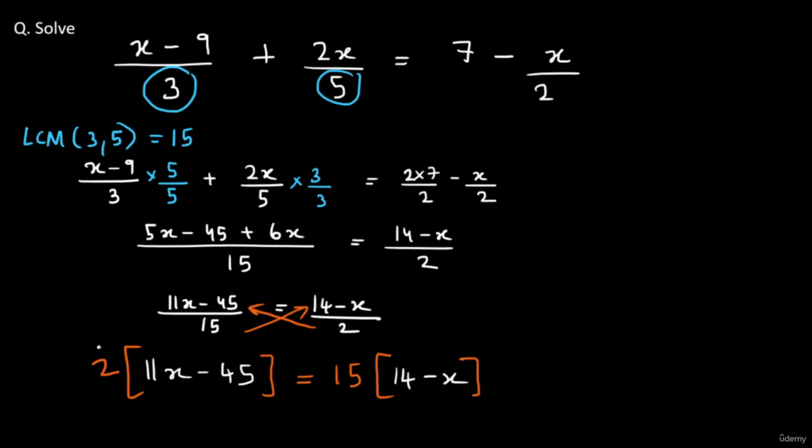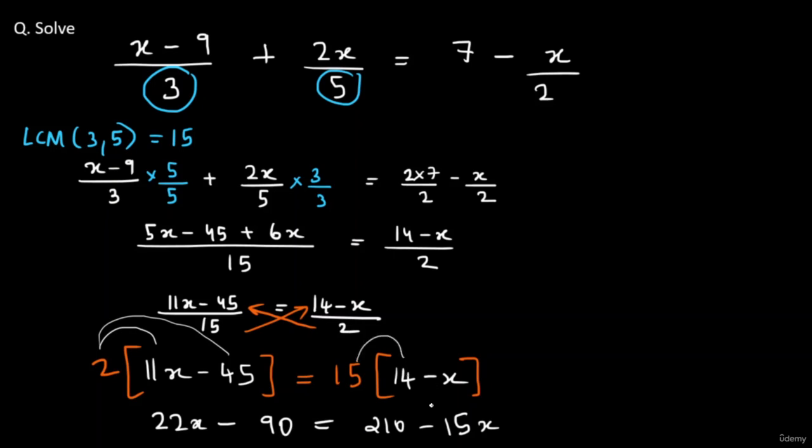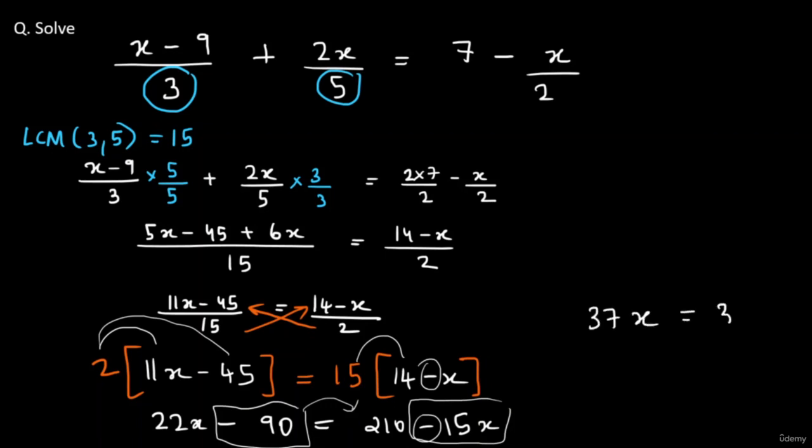Now let's simplify. Let's distribute this to these two parts. So we get 22x minus 90 is equal to 15 into 14. That's 210 minus, that's this minus over here, 15 into x, which is 15x. All right. Now let's take this minus 15x to the left hand side. It will become plus 15x. And let's take minus 90 to the right hand side. It will become plus 90. So we get 22x plus 15x. That is 37x is equal to 210 plus 90, which is 300.